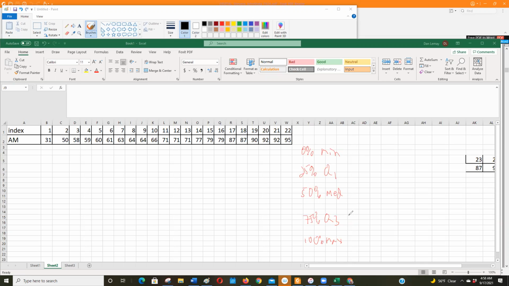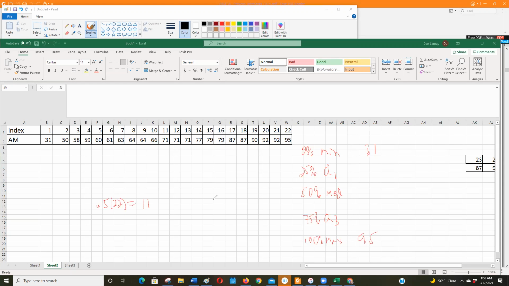So in order to find these values, we can do it with a percent method. Well, I don't think we need the percent method to find the minimum, right? I can just look at the data, and I see, oh yeah, 31 is the minimum. I also see that 95 is the maximum. The median is the 50th percentile, right? 50% of the data is less than that. So 0.5 times 22 is 11.